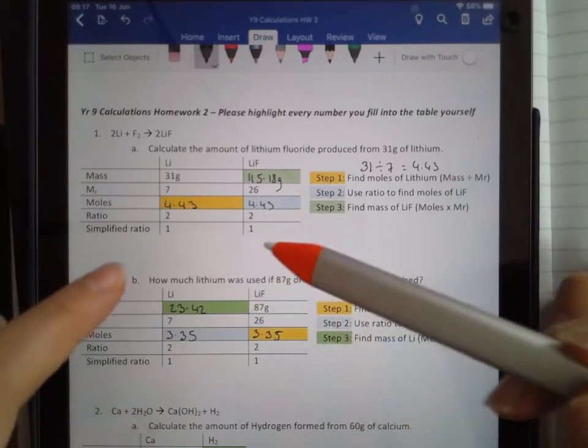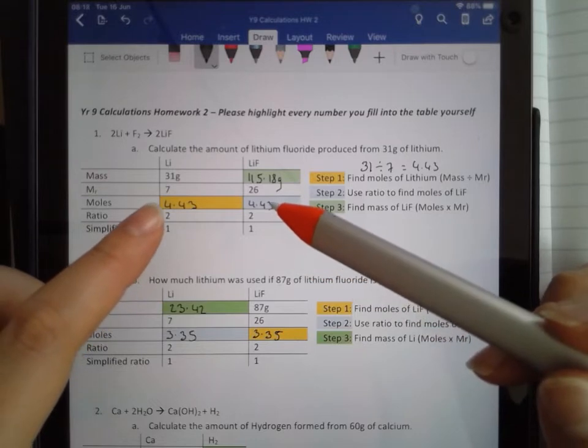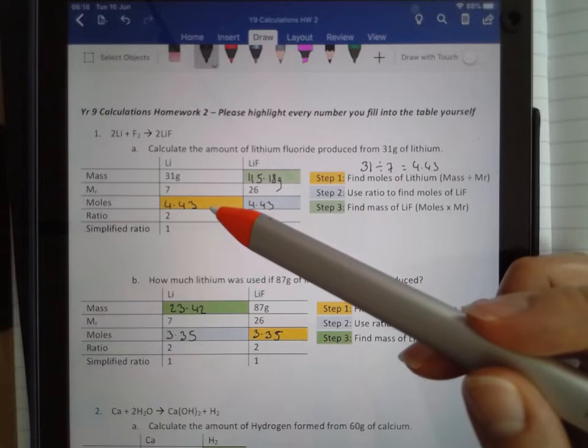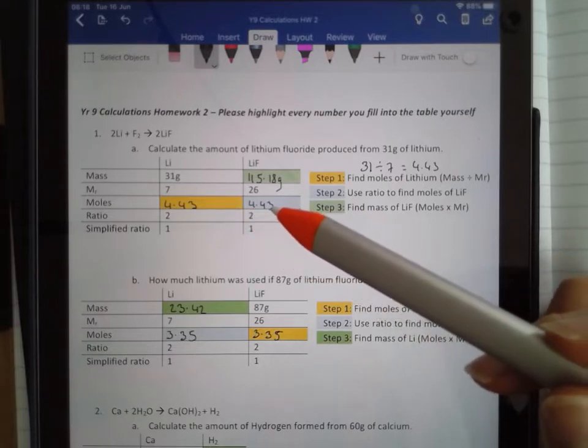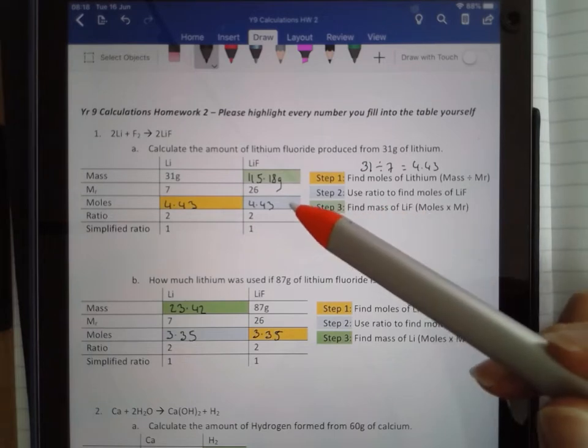What this means is that if both of these numbers are exactly the same, then these two numbers have to be exactly the same. So I calculated that this was 4.43. That means this number is 4.43. So that's my step 2, and I fill that into the blue box.